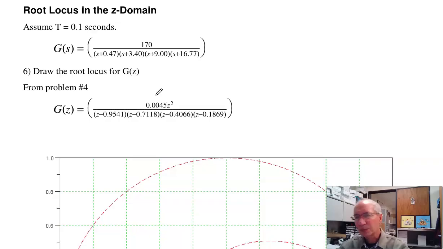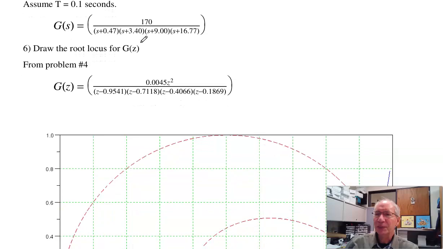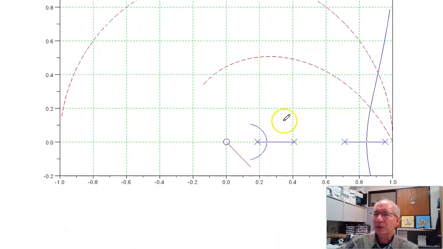Next problem. Problem 6 is root locus. Suppose I took G of Z, that's my system with a sampling rate of 0.1 second. Draw the root locus and find K for critical damping. So when I draw the root locus, here's what it looks like. Here's my poles, here's the zeros at the origin. These poles come together, split apart, loop around. Here is critical damping, problem 6, problem 7, and problem 8.